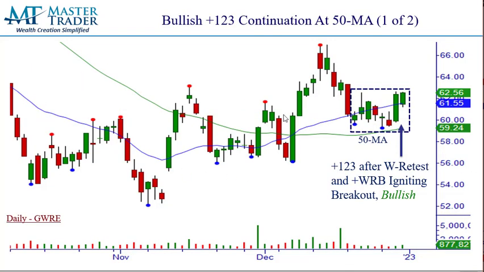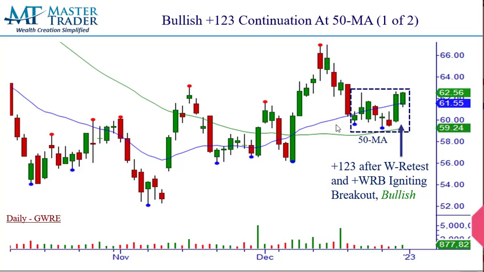GWRE, you see the blue is the 20, green is the 50, the red is the 200, not shown on this chart. And we have a wide range bar here on major support. It blasted through breakout. Now it's coming in. We're waiting for a setup, a turn. And we don't have one yet until this wide range bar.